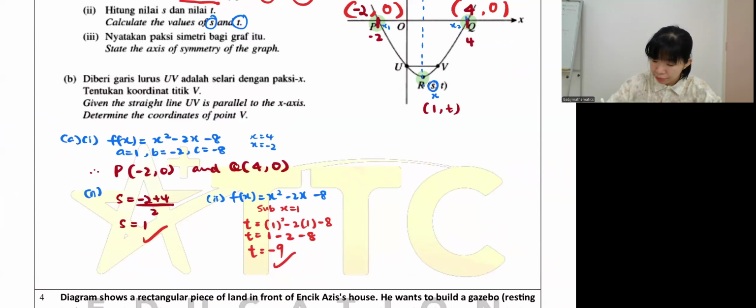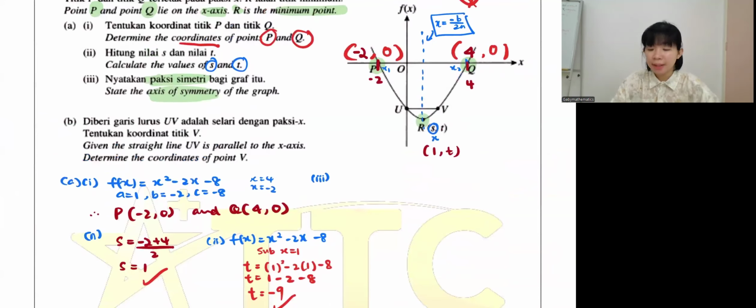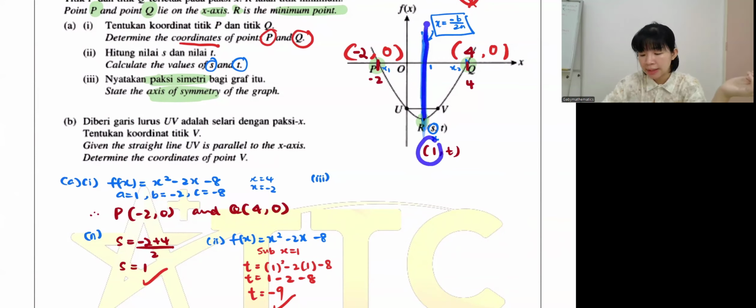Okay, then now part 3. They ask what is the axis of symmetry of this graph. The axis of symmetry is exactly in the middle, this line. Anybody can tell me? We actually found the answer already. When they ask you to state the line, make sure it must be an equation, not just a number. This line just now we say it is exactly at 1. The x is 1, meaning this line is at 1.